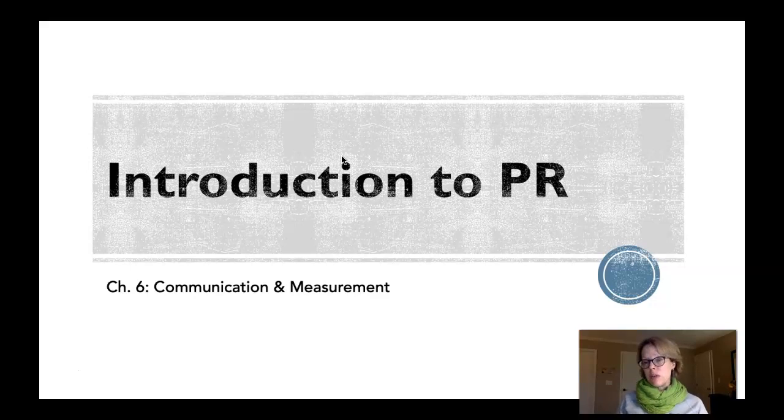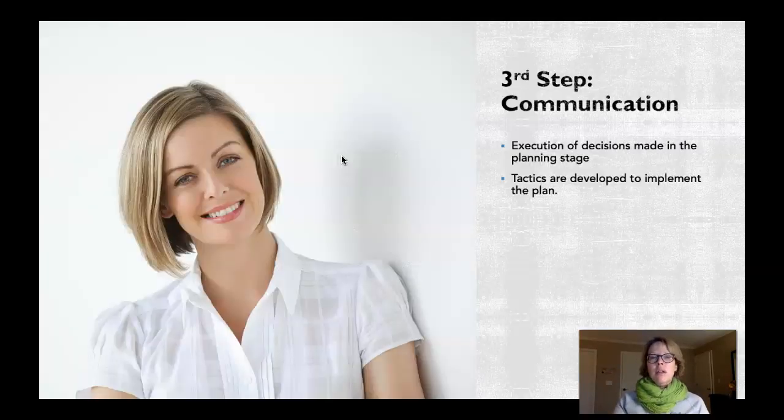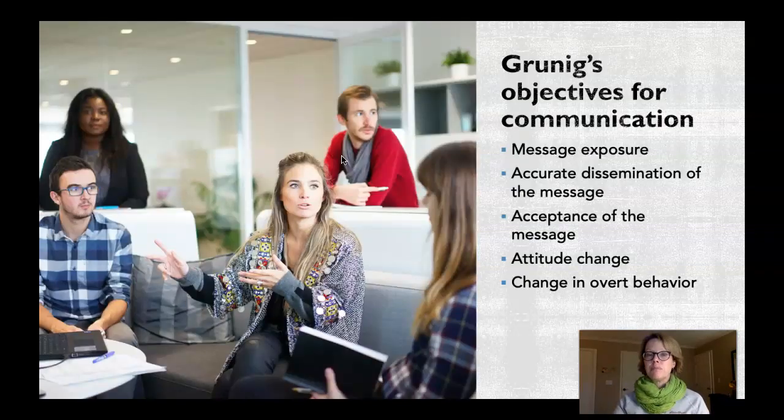Okay, on to step 3, and that is communication and measurement. This also moves us to chapter 6. So communication is where you're actually executing the decisions that you made in the planning stage. So we said, okay, we're going to use social media. We're going to make a video, whatever it might be. So how do we implement the planning that we just did?